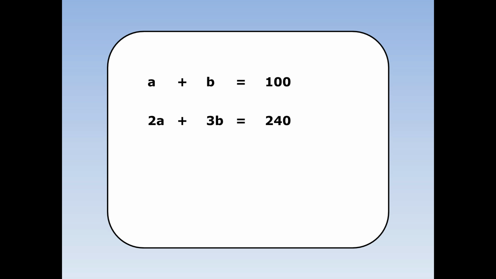But if I also say that 2 apples and 3 bananas cost 240 pence, then I can say exactly what the apple is and exactly what the banana costs. The apple costs 60p and the banana costs 40p, and these are the only answers that work with both equations simultaneously.